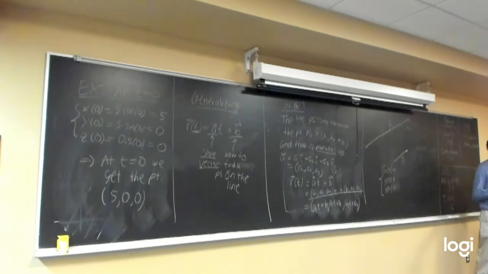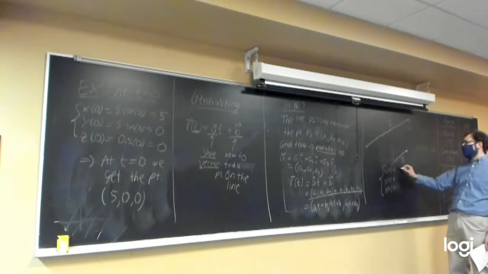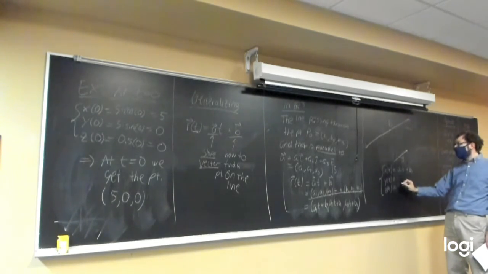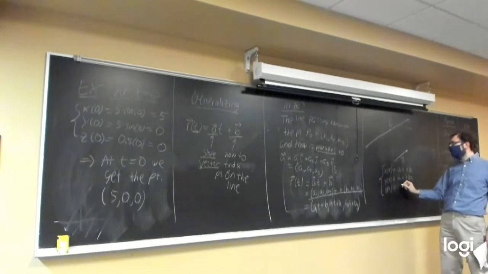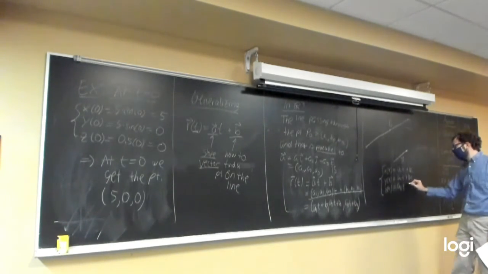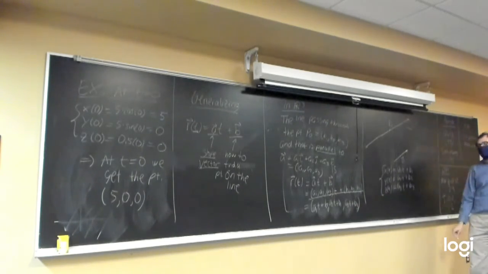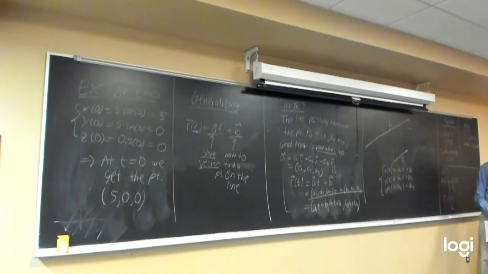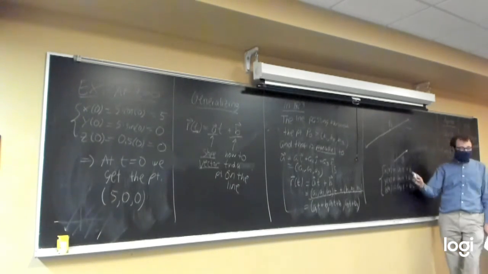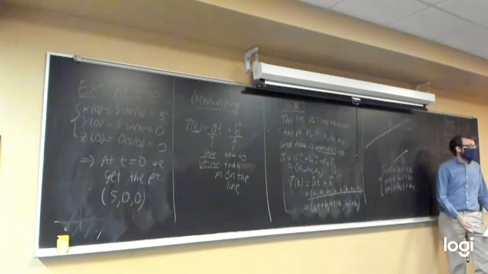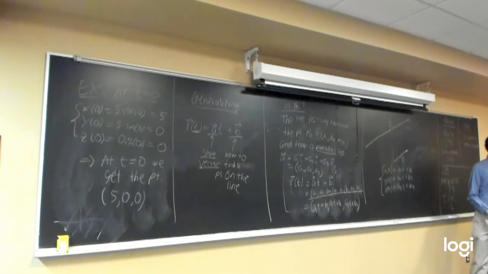If we separate that out into x, y, and z components, we're going to get that x of t is A1t plus B1, y of t is going to be A2t plus B2, and z of t is going to be A3t plus B3. And this is going to give us our parametric equations for how we can define a line in R3.